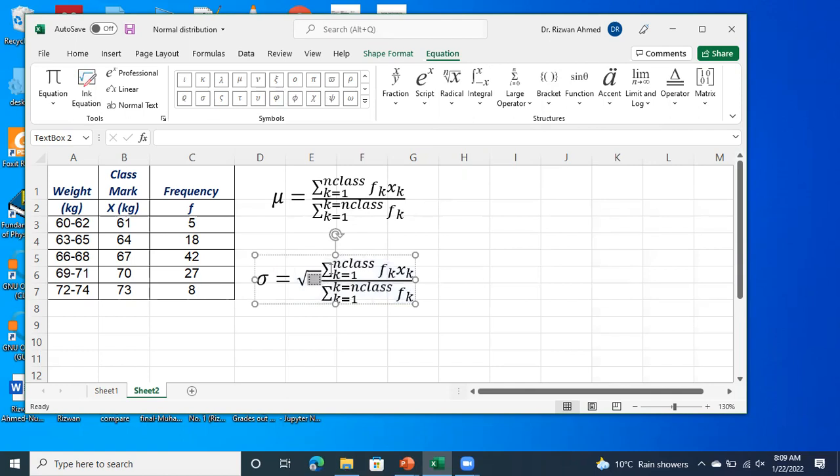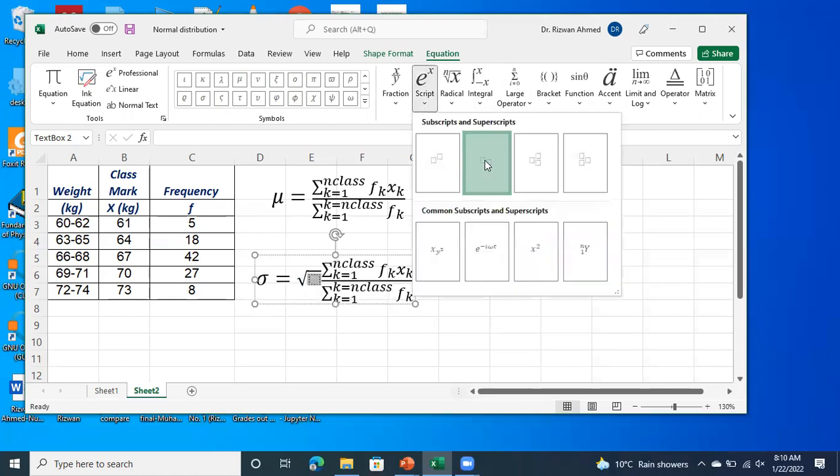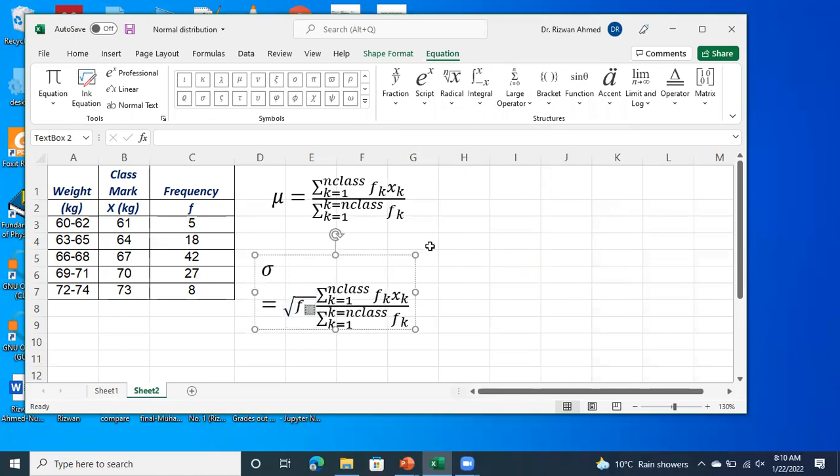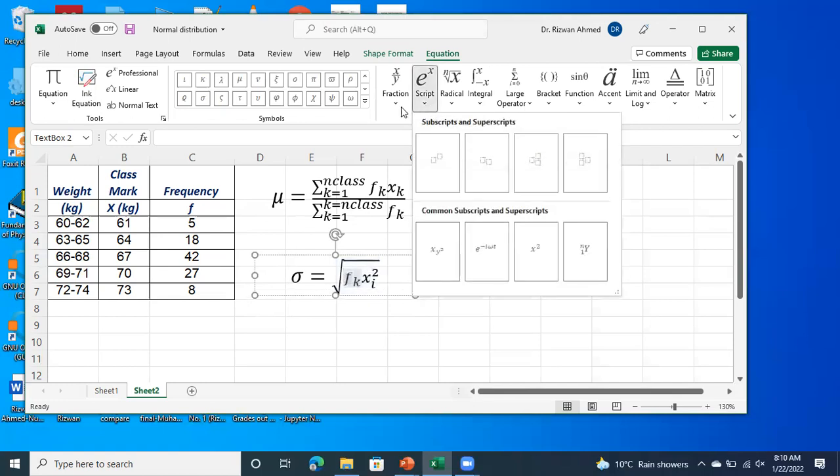In the square root, we first have the calculation of f k times x k squared, and it will be its average value.